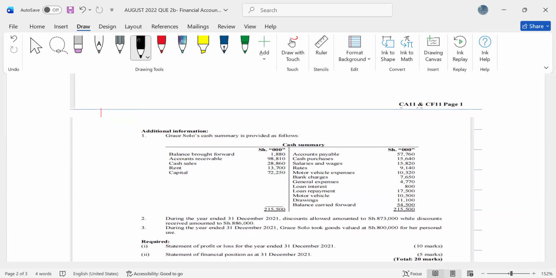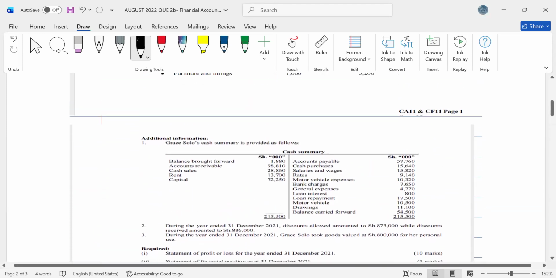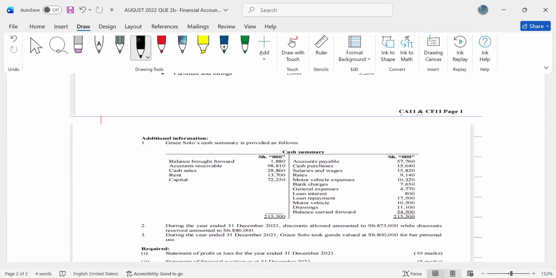We have got a balance brought forward of 1,880. Then we've got account receivables of 98,810. Then we've got cash sales of 28,860. Then we've got rent of 13,700. Now, this amount of account receivables was actually received, because this is our cash summary.